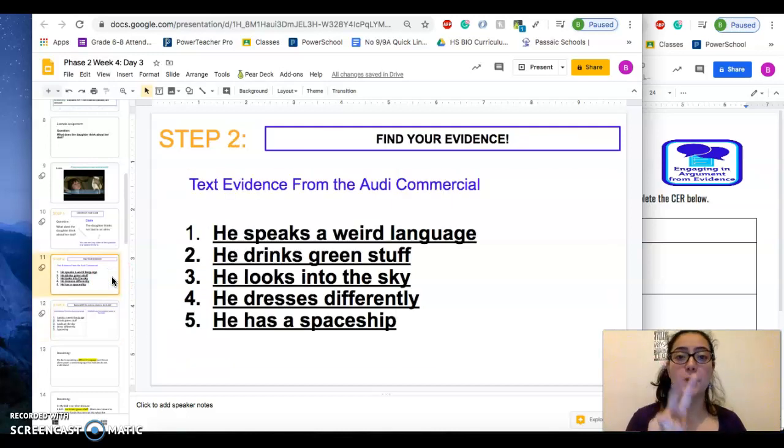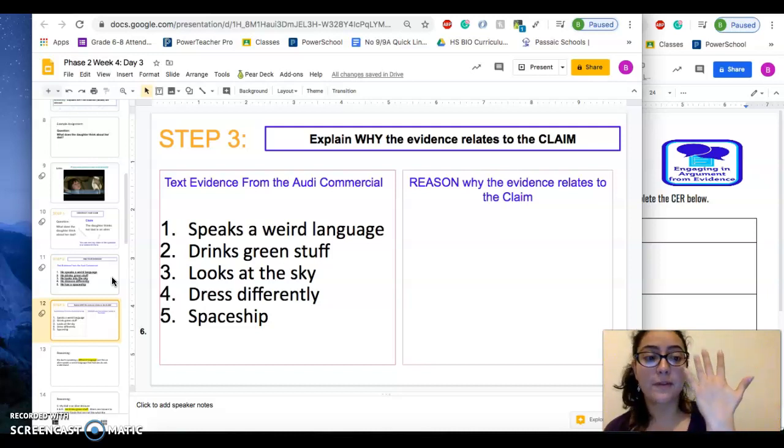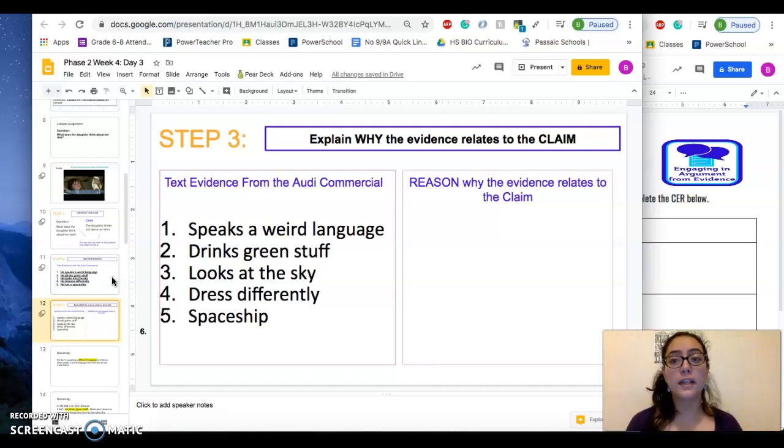So that was step 2. Step 1, we answered the question and came up with our claim. Step 2, we found our evidence. And now step 3, the reasoning. Why does the evidence relate to the claim? So why did those 5 things support her claim that her dad's an alien?